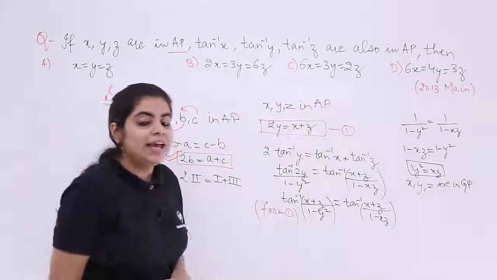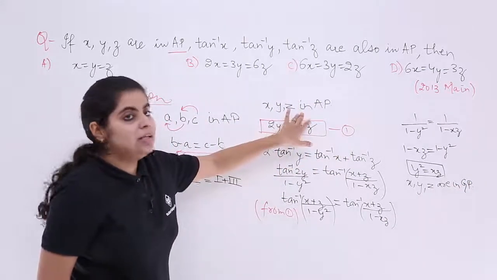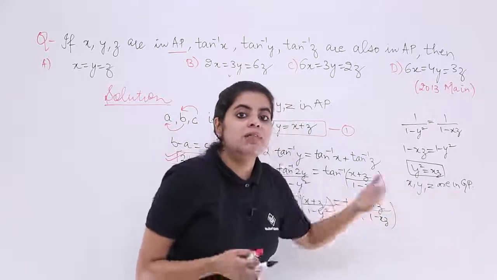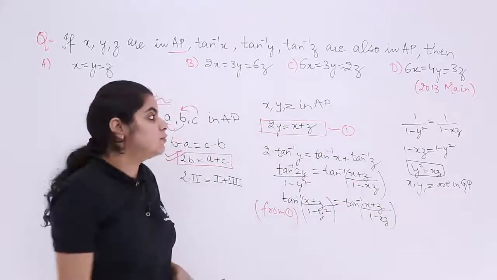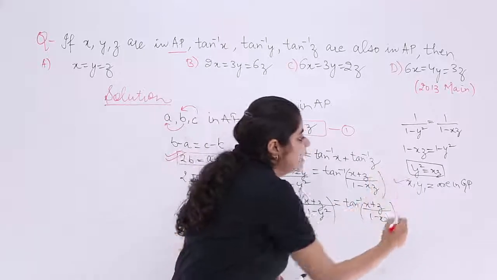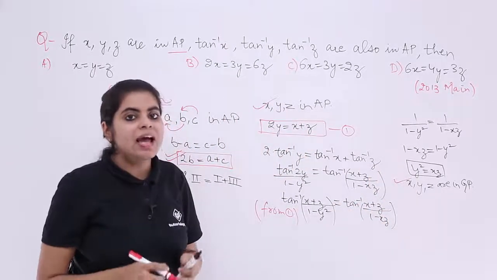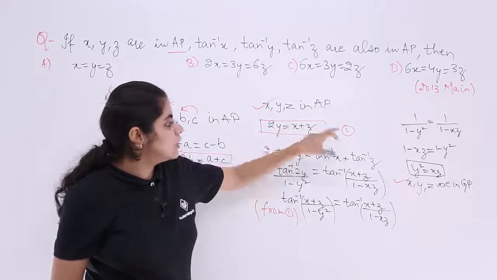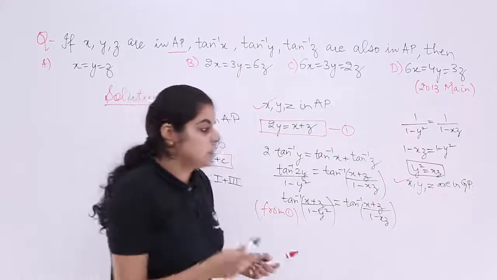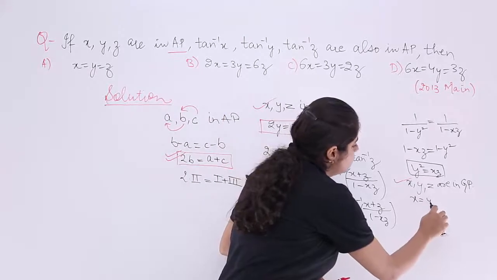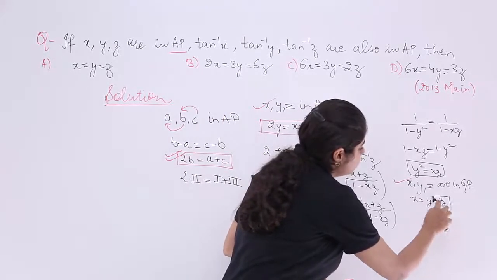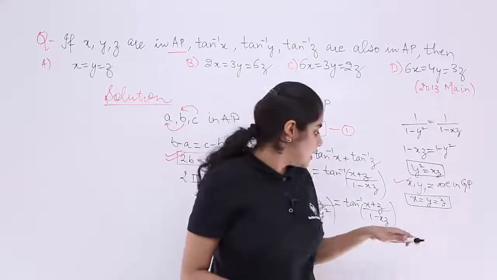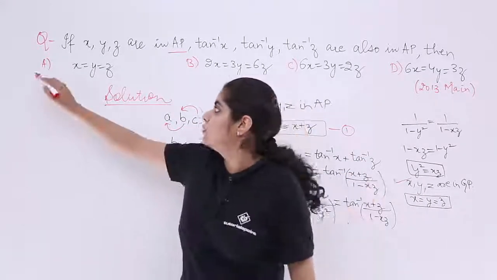Now, when x, y, z are in AP, this was given to me. When x, y, z are in GP, this we have derived. So, does that not mean from these two things that x, y and z have to be equal so as to satisfy these two conditions of AP and GP? So, yes, x is equal to y is equal to z from these two conditions, and hence the answer to this question is x equal to y equal to z, which is option number A.